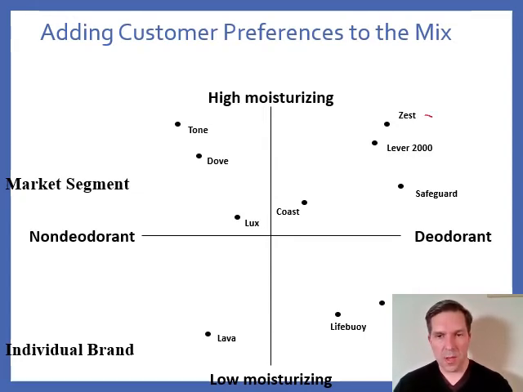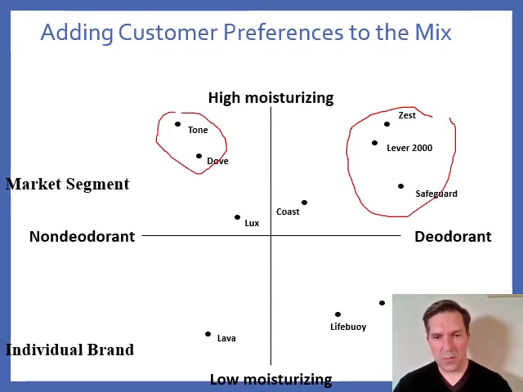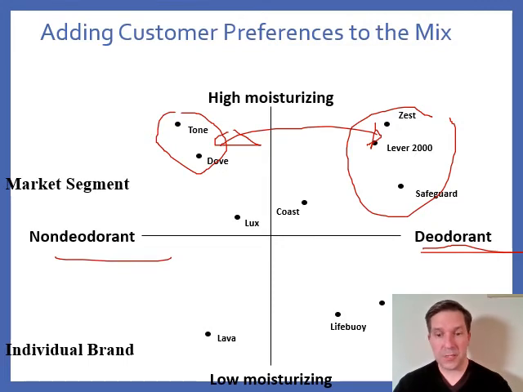You can see some brands are close together. So brands are close together over here. They seem to be quite different, right? Why are they different? Well, these ones are deodorant, meaning they have some sort of smell, and these are non-deodorant, right? But they're both highly moisturized. Moisturizer, okay?